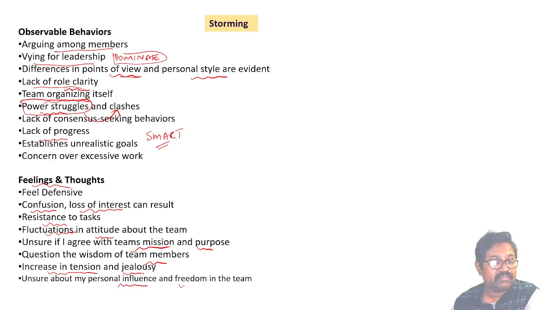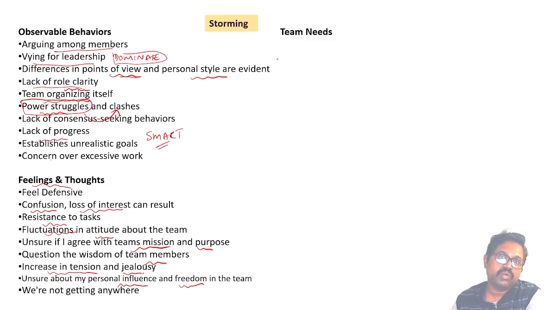They are also unsure about the personal influences and the freedom which exist in the team, and they are not getting anywhere. So they'll feel that even though the discussion is happening, the discussion is not fruitful and it is not progressing towards the next stage so that they can achieve the goal. So what are the team needs here in case of storming?